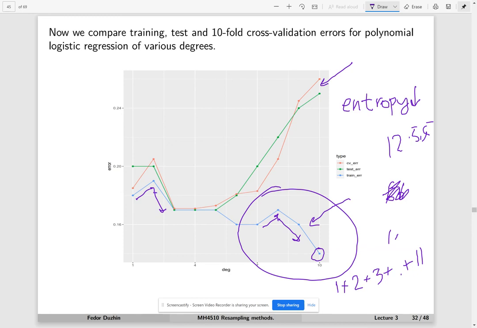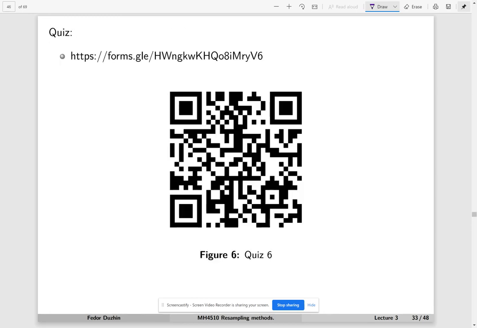So this is why the training error for a logistic regression does not have to go all the way down. Sometimes it goes up, sometimes it goes down, but of course the general trend is still going to be down, but it's not monotonic.